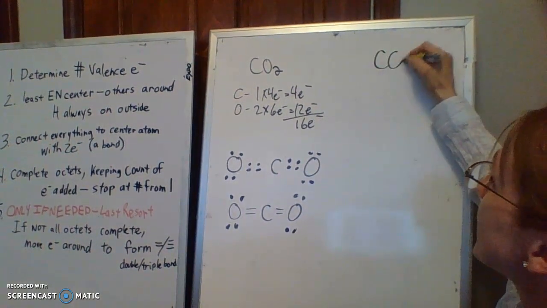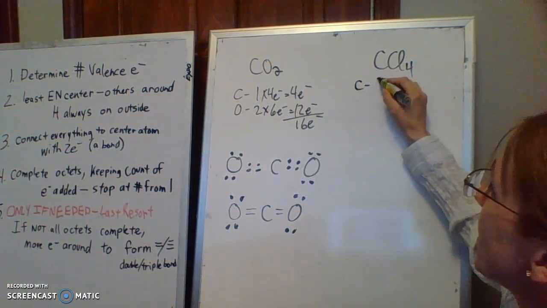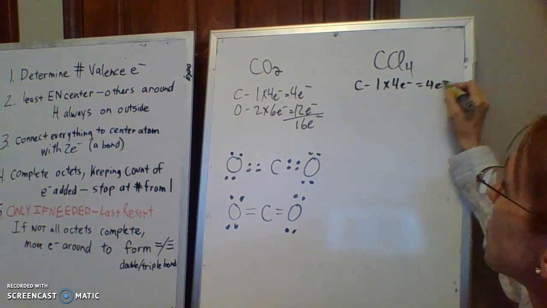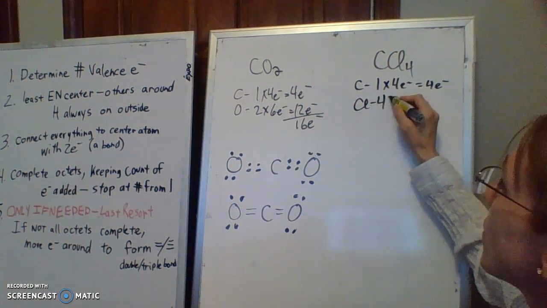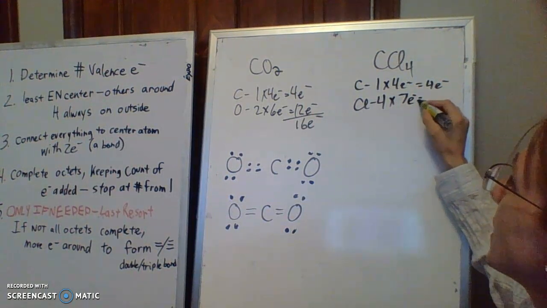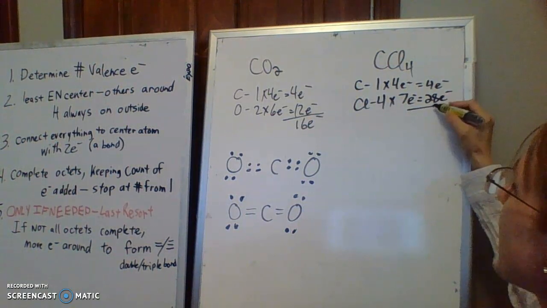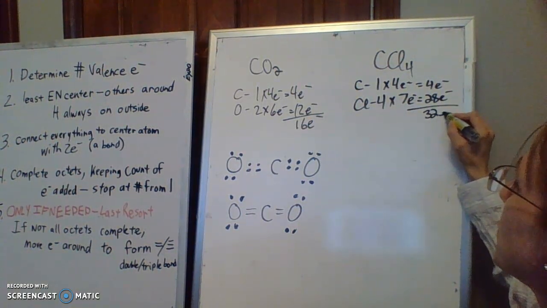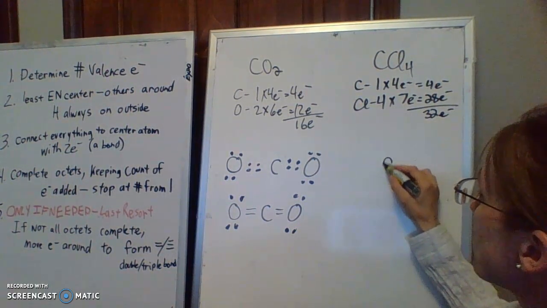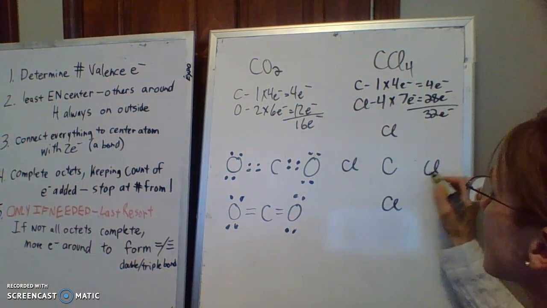We'll do carbon tetrachloride. Okay, add up the number of electrons. Carbon, there's one of those, 4 electrons each, so we get 4 electrons from carbon. Chlorine, there's 4 of those. We get 7 electrons from chlorine because it's a halogen, and so we get 28 electrons overall. No charge, so we just add them, and we end up with 32 electrons in the figure for this carbon tetrachloride.